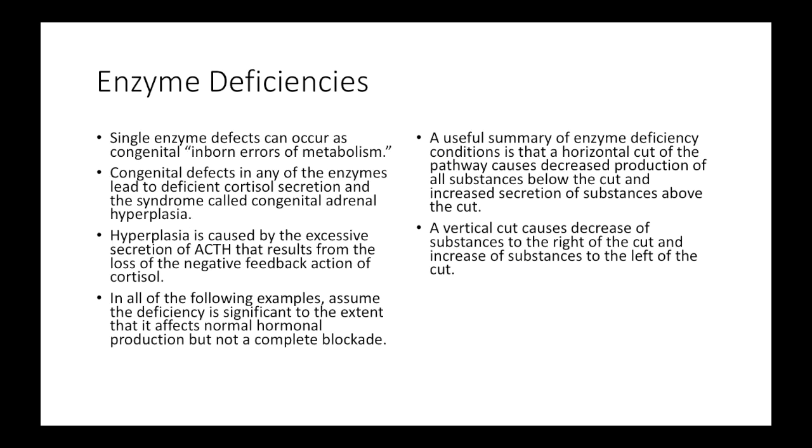So, a lot of things can alter the production of these steroids. You can have hyper or hypocortisolism, hyper or hypo androgenism, etc., etc. But what we are going to focus on today is specifically the enzyme deficiencies within the steroid hormone synthesis pathways.